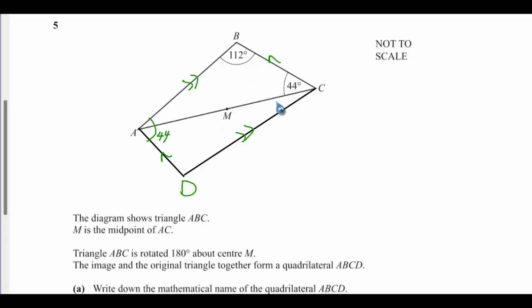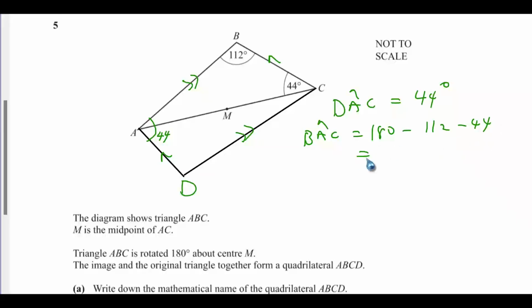So AC will serve as a transversal line, and you have angle DAC to be 44 degrees. So you can write here DAC, that is this angle, is equal to 44 degrees, that is alternate angles. So we can now find angle BAC. So angle BAC will be equal to 180 subtract 112 subtract 44, and BAC will be equal to 24 degrees.